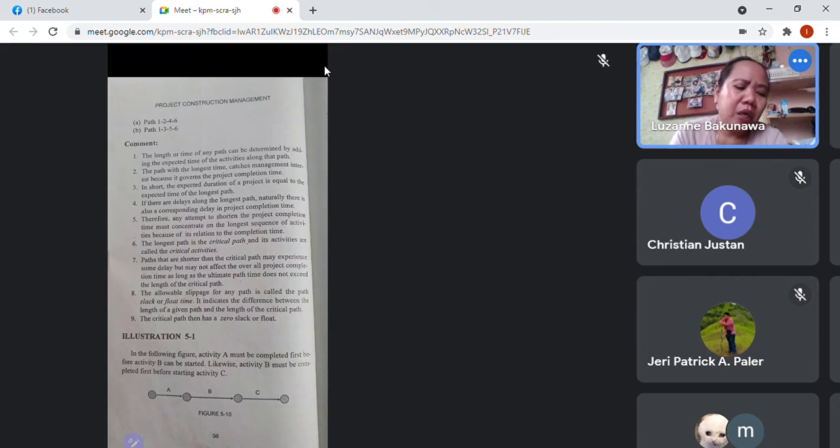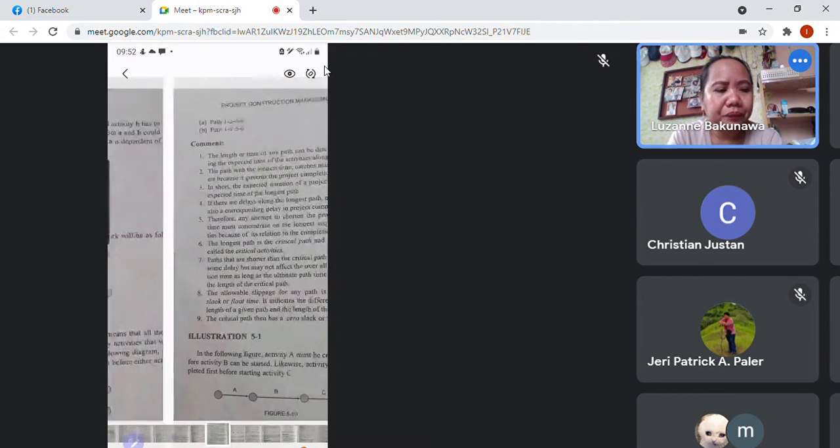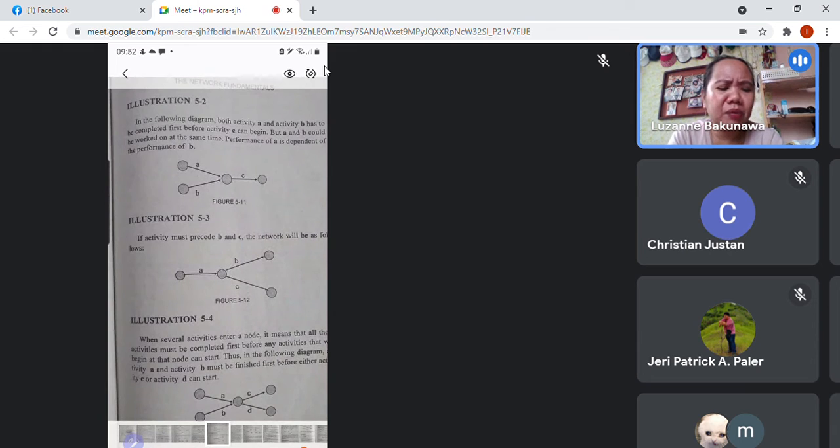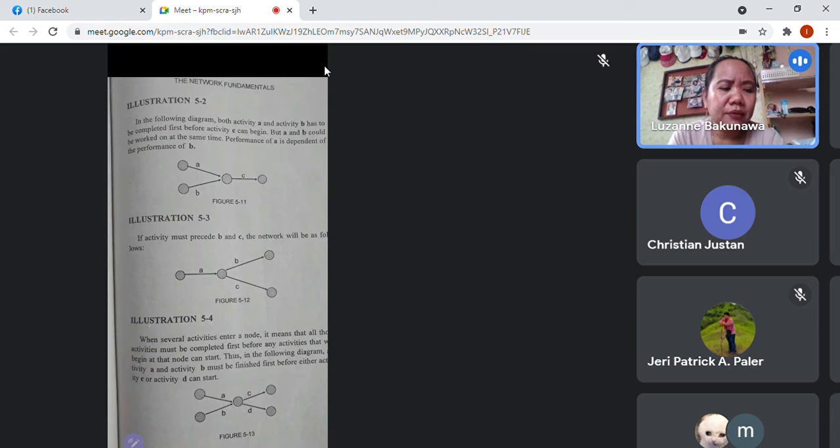Okay. So in the following figure, activity A must be completed first before activity B can be started. Likewise, activity B must be completed first before starting C. So simple path ra na siya, straight line. So mao na siya, gi-discuss nato na ganina, pareha na siya, no?